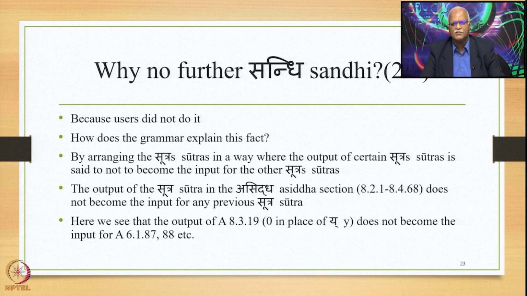But then how does the grammar explain this particular fact? The grammar explains by arranging the sutras in such a way where the output of certain sutras is said not to become the input for the other sutras, asiddha section. The output of the sutra in the asiddha section does not become the input for any previous sutra. This is what asiddha section stands for. And here we see that the output of 8.3.19, namely 0 in place of ya, does not become the input for 6.1.87 and 88.